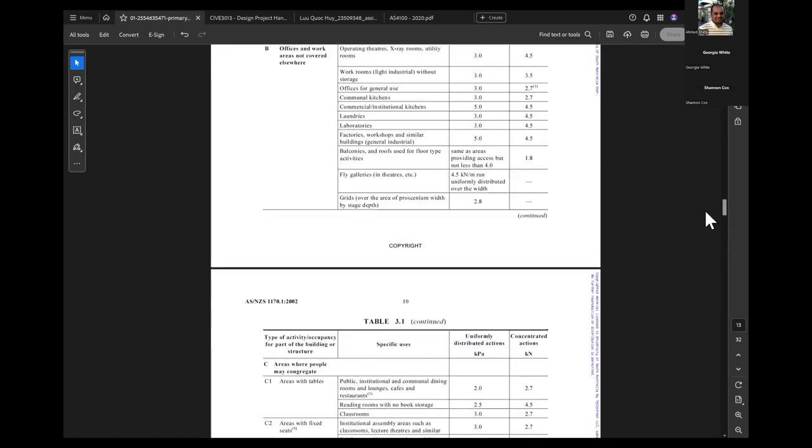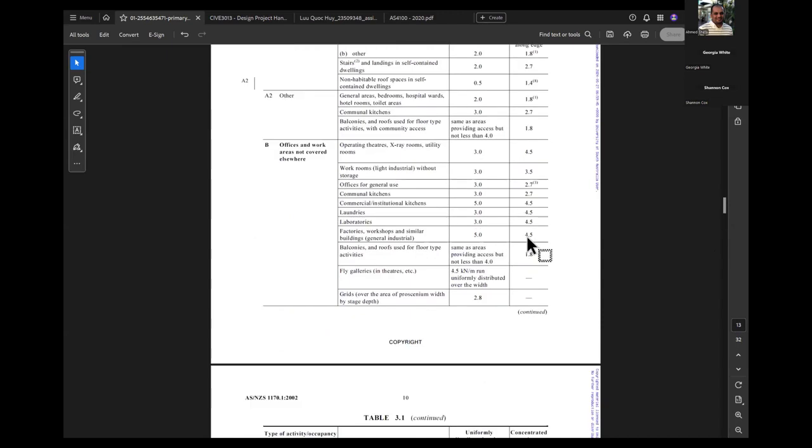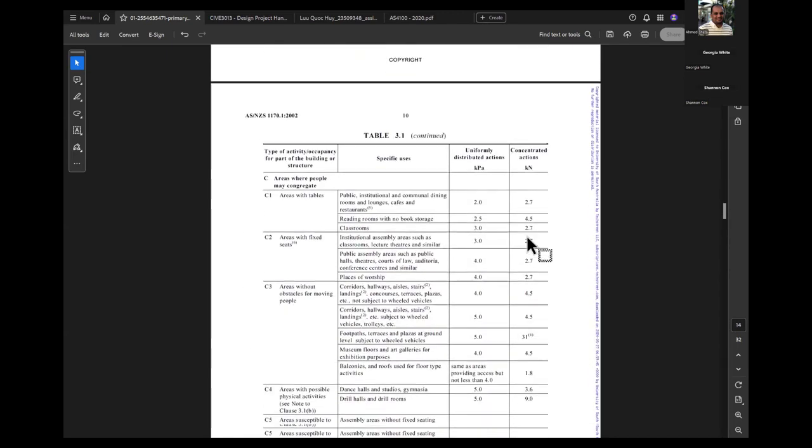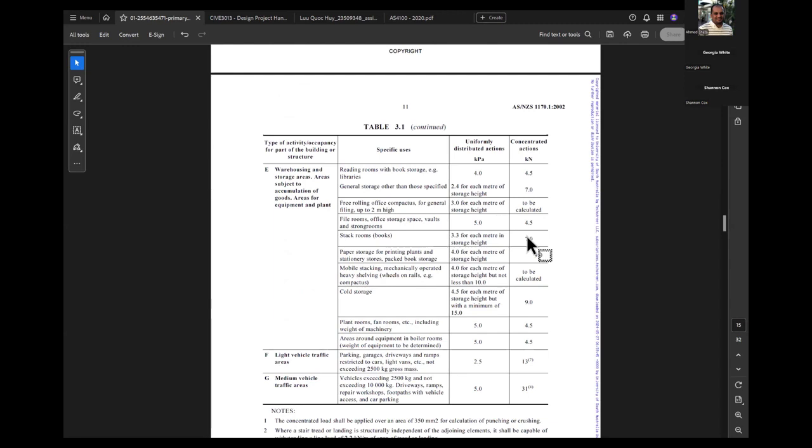If you look at the floor, we have many values because it depends on the use of the floor. If we look at the one quite similar to us, for example warehouse, and fire rooms and office storage spaces. So if we are in storage spaces, how much is the uniform load we have? How much is the live load we have?